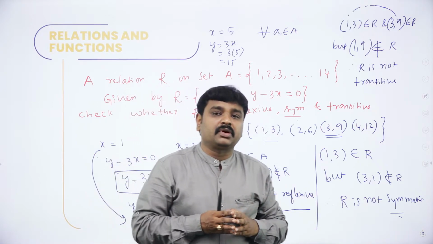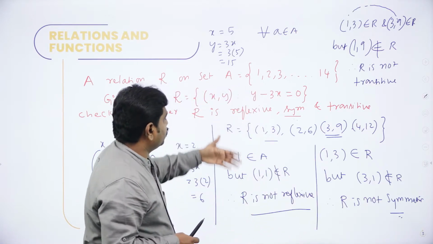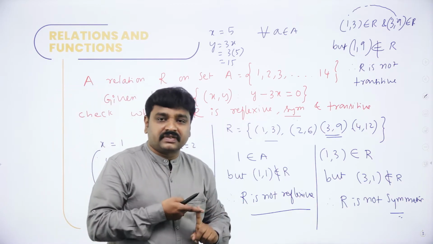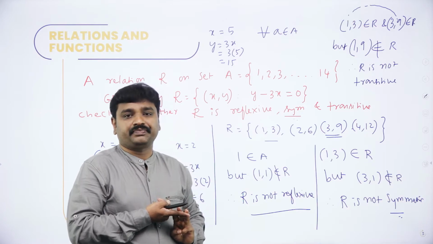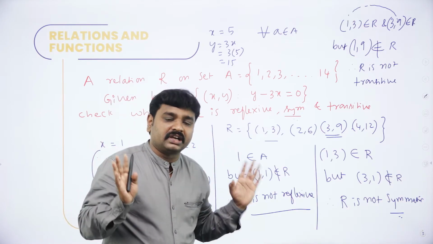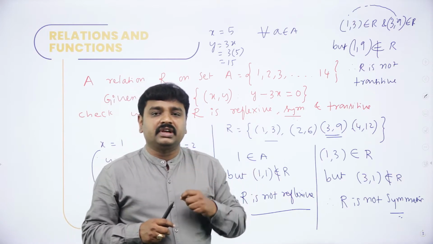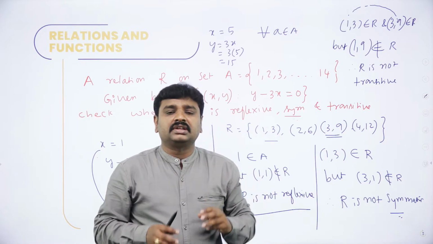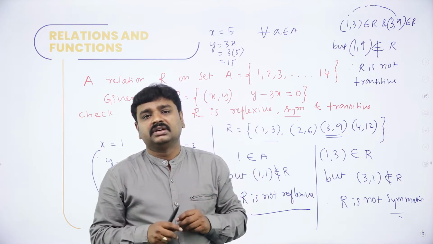So therefore, the given problem we proved, or we verified, and we got the answer. It's not reflexive, it's not symmetric, and it's not transitive. I hope all of you understood the method. Type 1 we have completed. In type 1, they asked you to verify, or to check whether they are reflexive, symmetric and transitive, and we checked. They are not reflexive, they are not symmetric, they are not transitive.